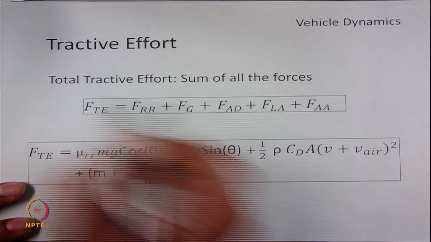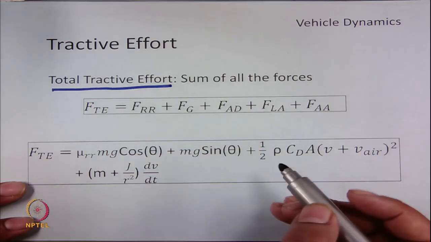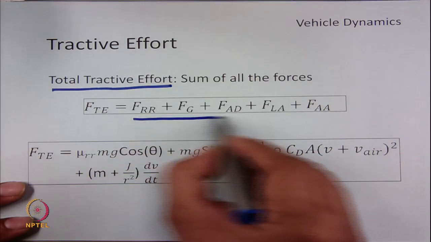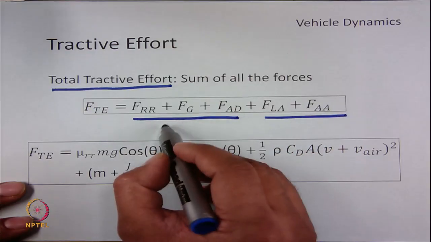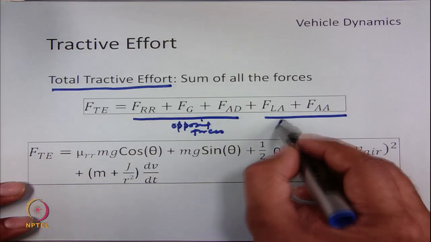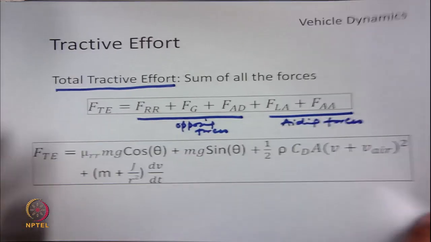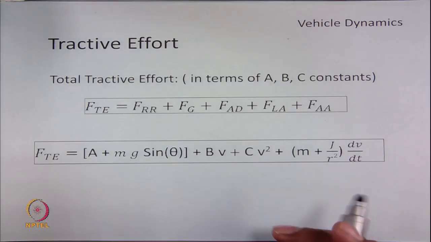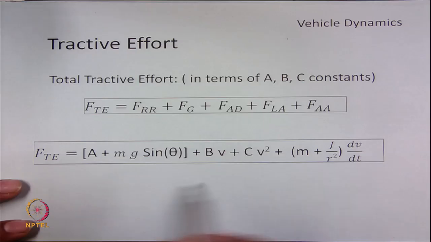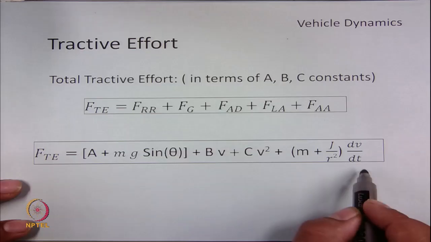So, let us summarize the total tractive effort which is required to support the vehicle and accelerate the vehicle, by providing the force due to resistive forces and due to acceleration. This is opposing forces and this is aiding forces. So, if we write these things in terms of formulas, it will be like this. This total tractive effort can also be written in terms of ABC coefficients, and then it will be like this: A plus mg sin theta plus bv plus cv square plus acceleration forces.